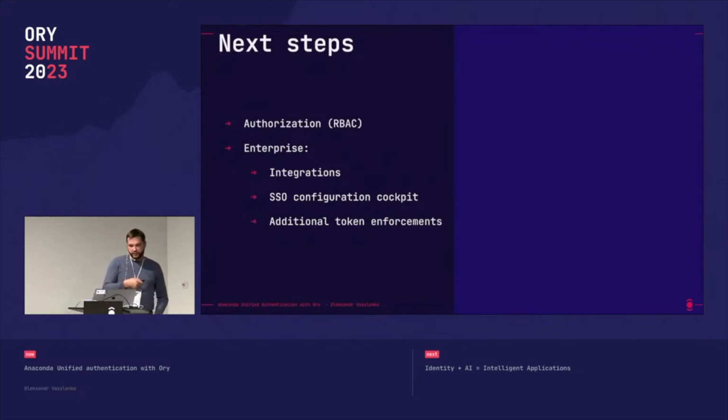On the enterprise side, we want to work more on integrations. We want to provide an SSO configuration cockpit on our side. If a customer wants to integrate their SSO provider, they need to provide us with a client ID and client secret, and right now we embed this, and it is half-automated work. What we want to do is provide this in an automatic way. And some customers require additional token enforcement. It's not only about generic JWT tokens, but also about the tokens we are using for accessing repositories.